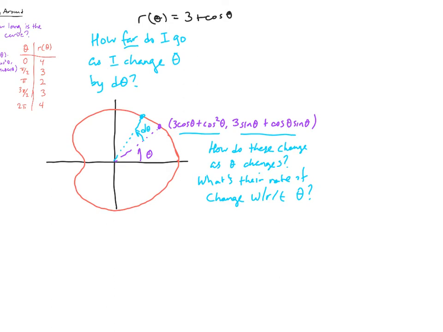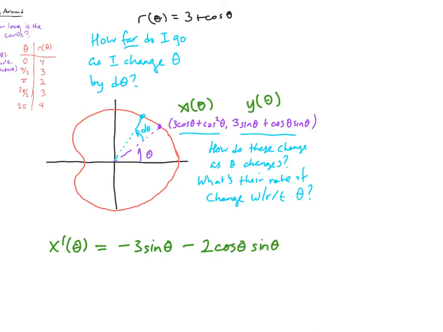So actually, just for the sake of having some notation, let me call this x of theta and this y of theta. So those will tell me the x and y coordinates that we're at for any given value of theta. All right, so the derivative of the x coordinate, x prime of theta, is going to be, let's see, the derivative of 3 cosine theta is negative 3 sine theta. And then the derivative of cosine squared theta, I believe, is going to be minus 2 cosine theta sine theta. Can't forget about that sine theta. That's the chain rule there.